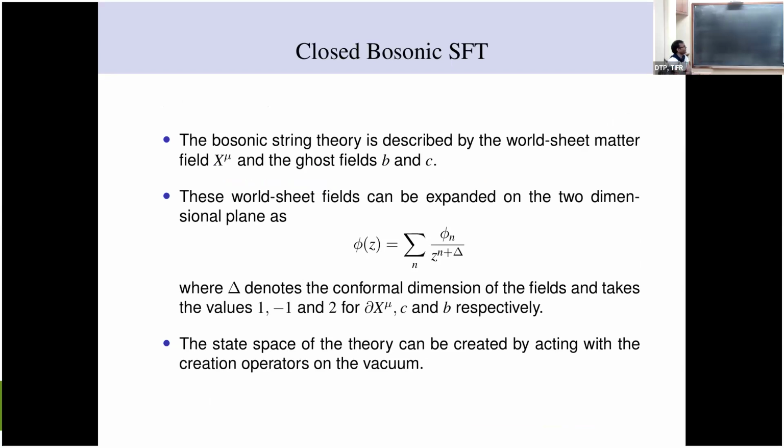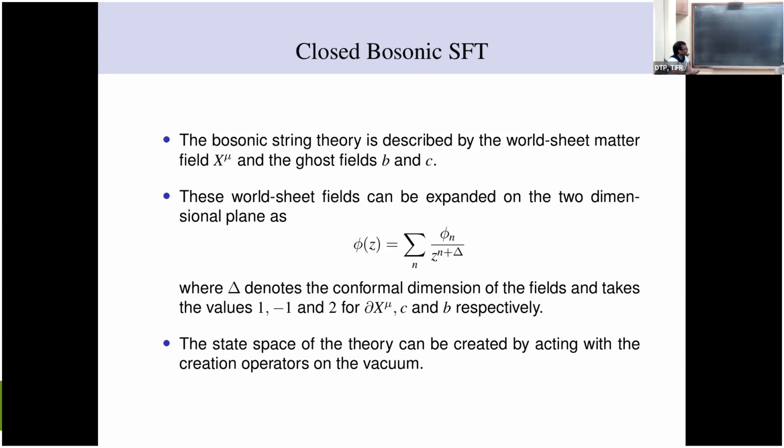These are all very basic, so all of you know it. The bosonic string theory is described by the worldsheet matter X^mu and the ghost fields b and c. These worldsheet fields can be expanded in a 2-dimensional plane. You have a string propagating, so you have a cylinder, but by conformal transformation you can map it to some 2D plane, and in that plane you can do a mode expansion.